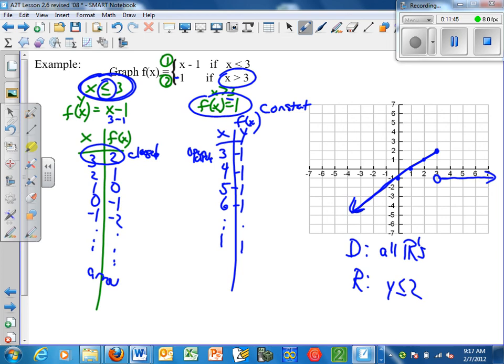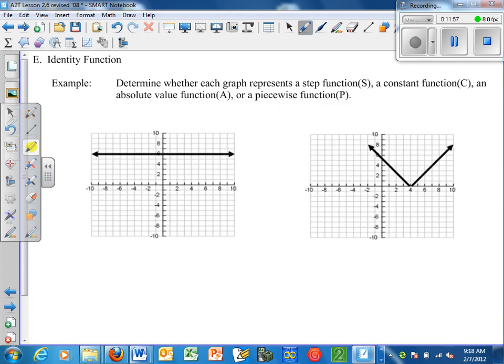And that really describes the left part of the graph, but -1 y values are included in how we state that y has to be less than or equal to 2. So make a table for each part. Determine whether each graph represents a step function, a constant function, an absolute value function, or a piecewise function.